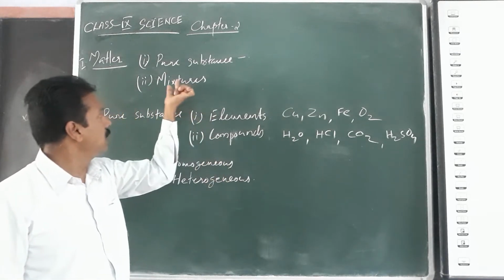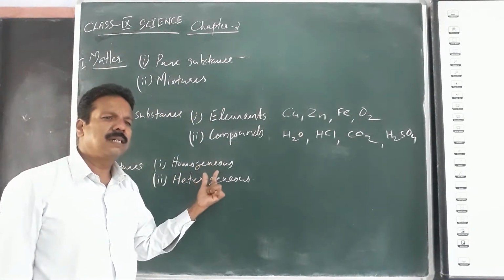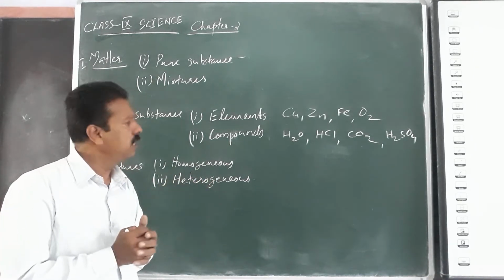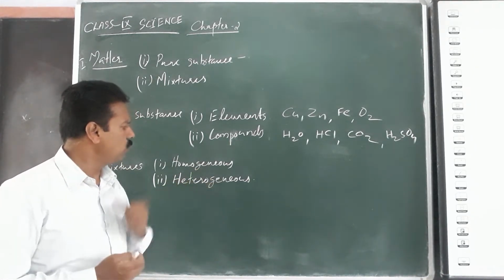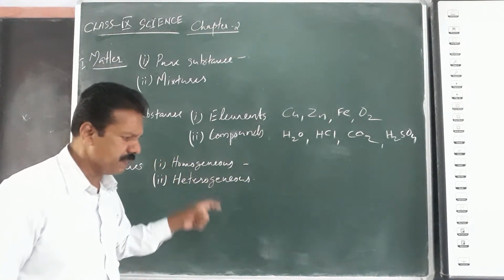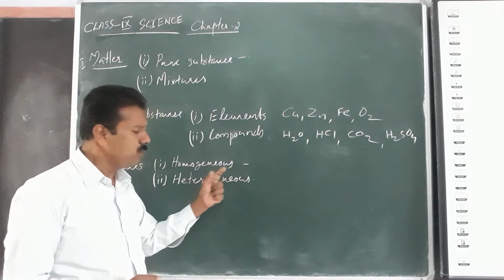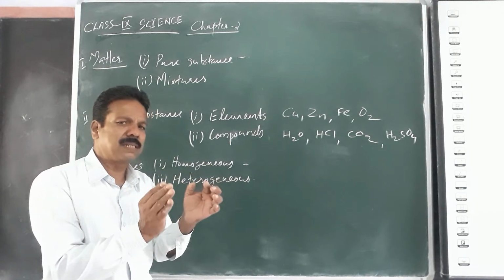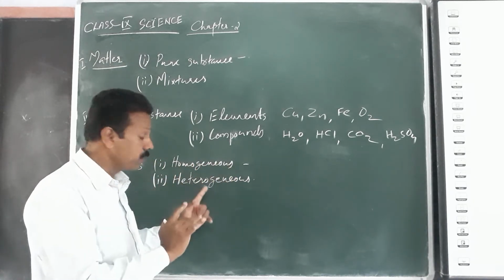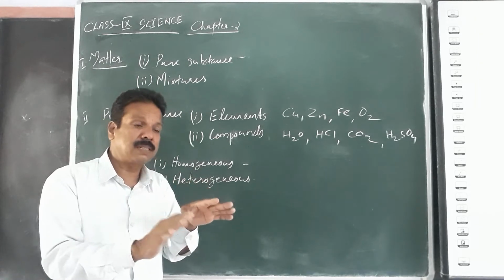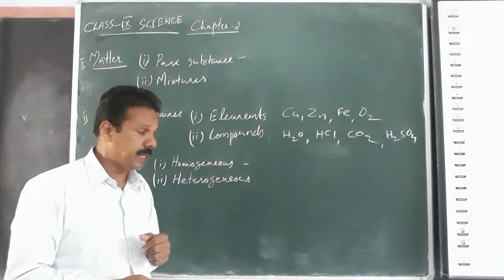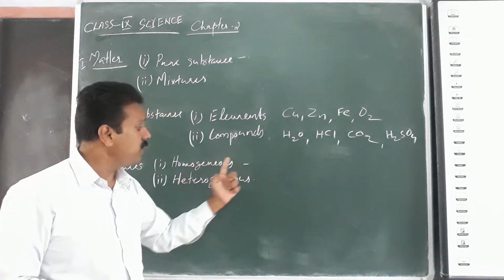Now we have to think about the mixtures. A mixture is a mixture of any two substances. Homogeneous and heterogeneous we discussed in the earlier videos. Homogeneous means when we are mixing two substances, we cannot see the components separately. Heterogeneous means when we are mixing two substances, we can see the components separately. It is visible to the naked eye. But homogeneous we cannot see.